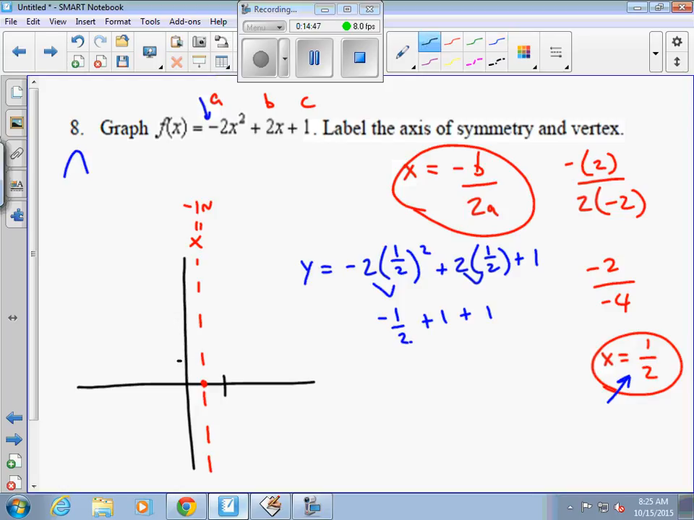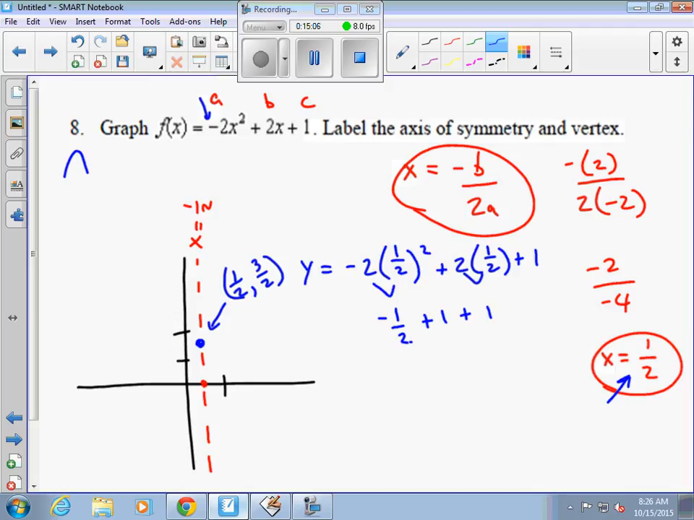So your vertex will be at 1.5. So right there, that gives you your vertex. That point, which is the top of our graph, is 1/2, and 1.5 or 3/2. That's the vertex. So we have the axis of symmetry and the vertex labeled.